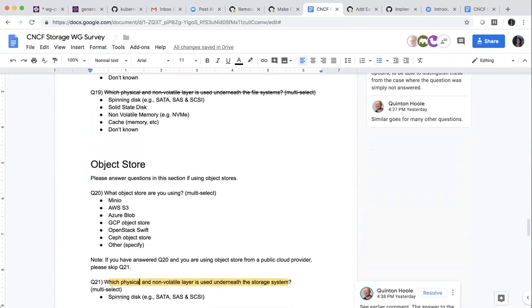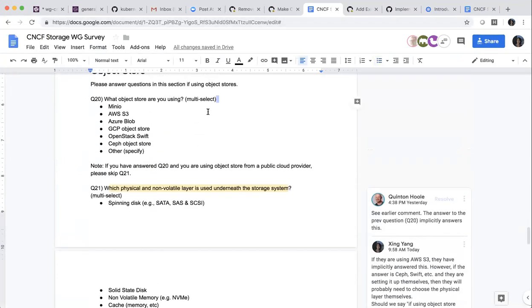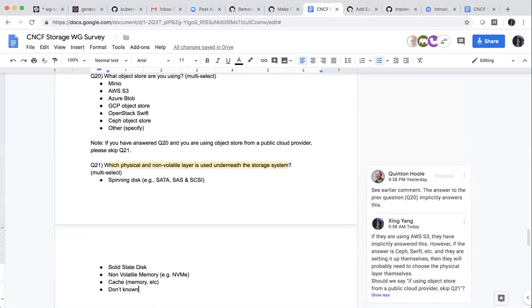Okay, so for object store, basically it's mainly just answering what object store you're using. And then you can skip this one. But I'm thinking, if you are setting this up yourself, like a local object store, like Ceph or Swift, then you maybe still will be looking at this layer. So if you're using object store from a public cloud provider, skip this one. Otherwise, they can still answer this. I don't know. What do you guys think? Is this not that important? Should we just get rid of this question?